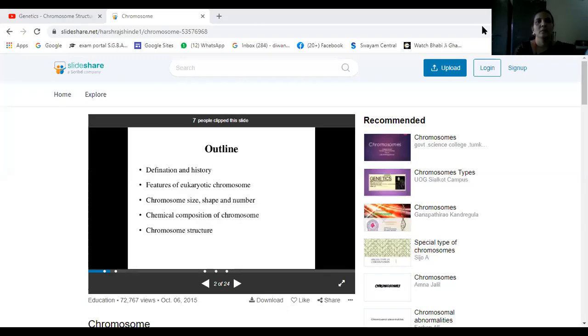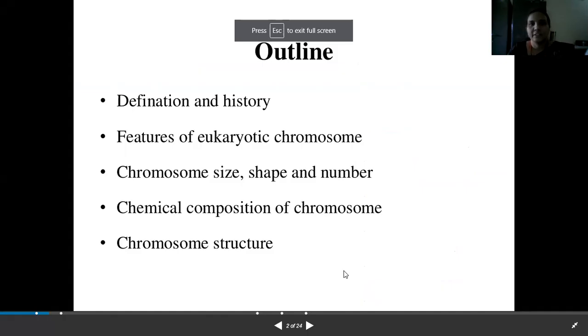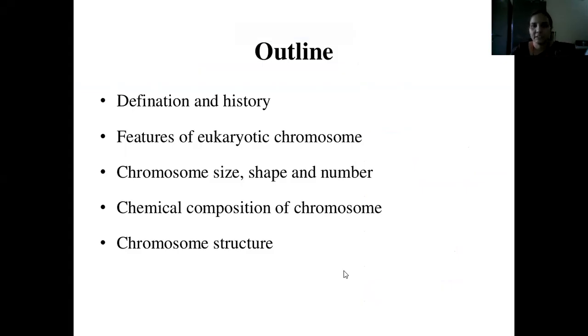You know what exactly a chromosome is. Under this point, we are going to see the definition and history of chromosome. Then we will see the types of chromosome, meaning the difference between the eukaryotic chromosome and prokaryotic chromosome. Then we will see the size, shape and number of chromosome. Then we will see the chemical composition of chromosome. And at the last we will see the chromosome structure.